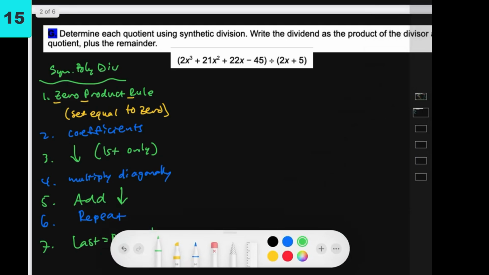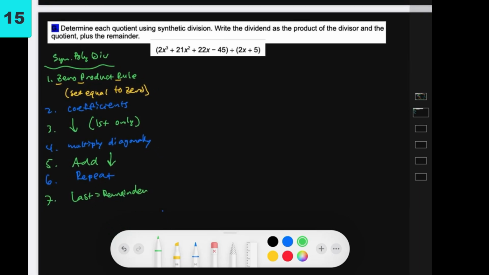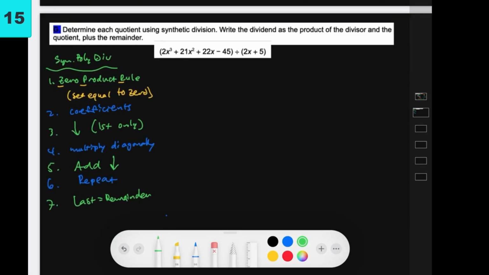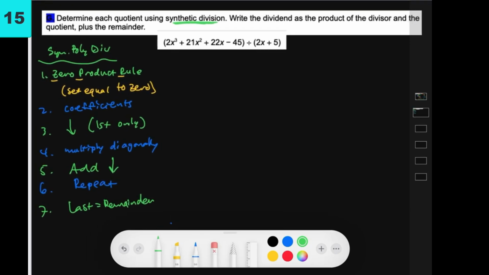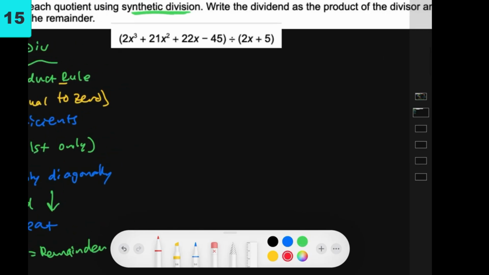Alright, let's go over this problem. It says determine each quotient using synthetic division. Write the dividend as the product of the divisor and the quotient plus the remainder. Alright, the first thing I'm going to do is that this is asking us for synthetic division. So I have the steps here just to remind ourselves. And the first thing we're going to do, it says use the zero product rule, which means you're going to set it equal to 0. I'm going to set this one equal to 0. And we're going to solve over here.